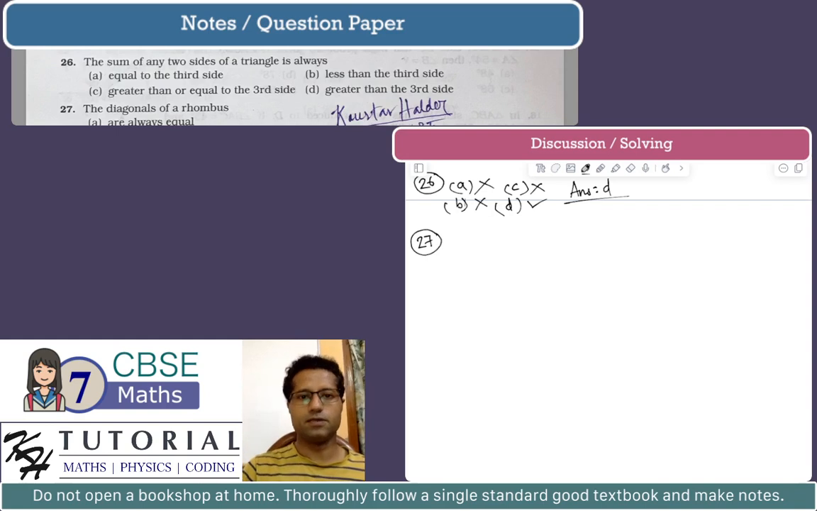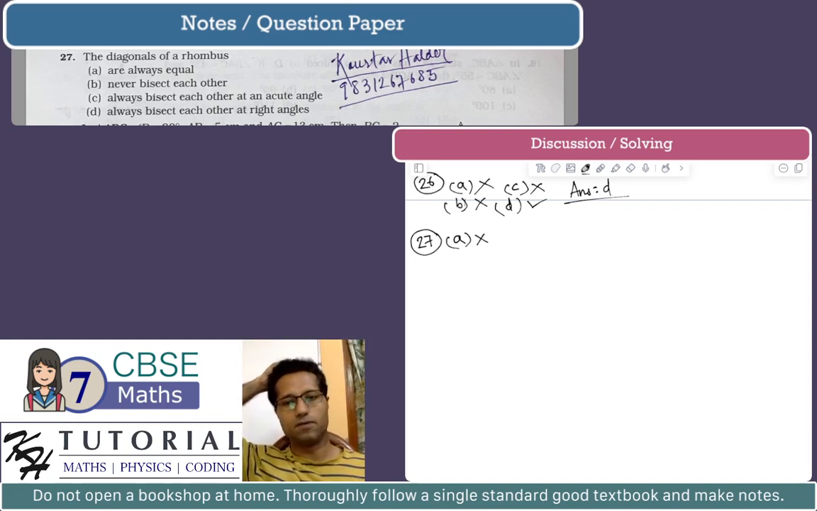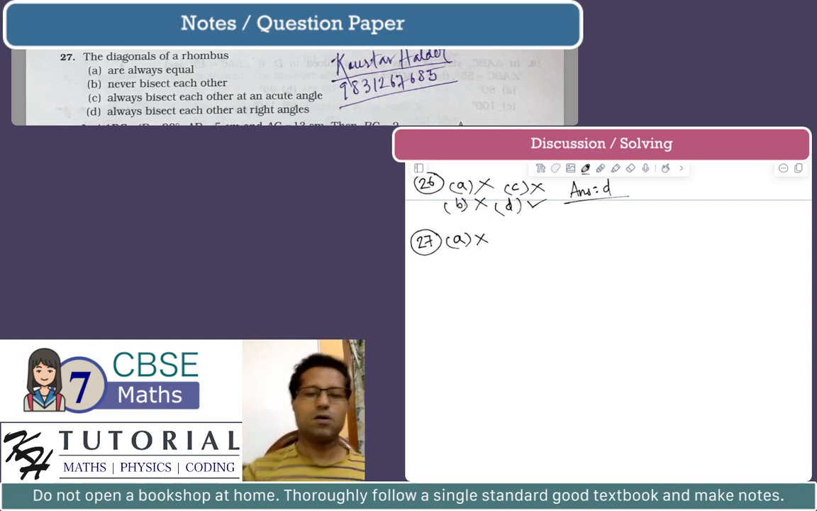Let's do problem number 27. The diagonals of a rhombus are always equal. No, A is false, because it is not necessarily true that the diagonals of a rhombus will always be equal. They can be unequal. A rhombus is a quadrilateral where all the sides are of equal length and the diagonals bisect each other at right angles. This is the precise definition of a rhombus.